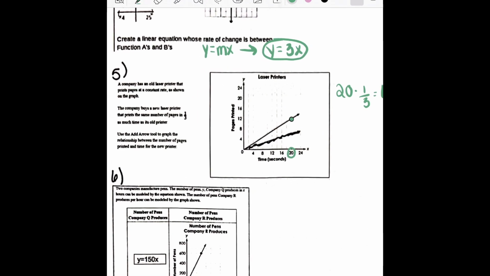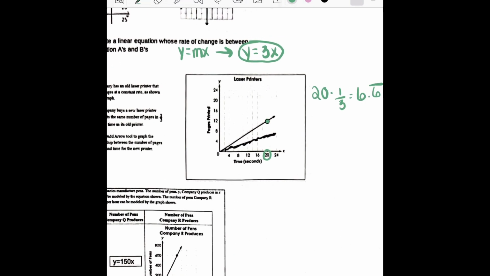So the new point that we're going to add on here, we're going to go to the y-axis where 12 is right here, and we're going to go over to about where 6.6 is, which is going to be relatively close to 8. And then we will connect from 0 to there. And that will represent our line for the newer printer. And you can go ahead and just draw an arrow on the end there.